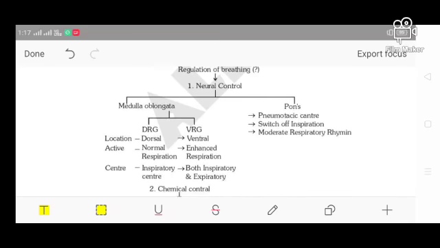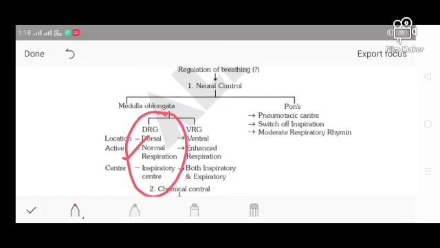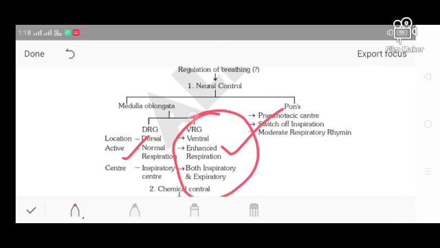After that, you have seen that the medulla oblongata region has a dorsal and a ventral part. The dorsal part handles normal respiration, and the ventral part handles enhanced respiration. My dear friends, when we are just walking, or sitting in our drawing room or bedroom, normal respiration occurs, and it is done by the dorsal area of our medulla oblongata. But when we keep on working out in different exercise places like gyms, or we are running, then we need more oxygen in order to get energy. Then enhanced respiration is required, and this is done only by the ventral side of our medulla oblongata.